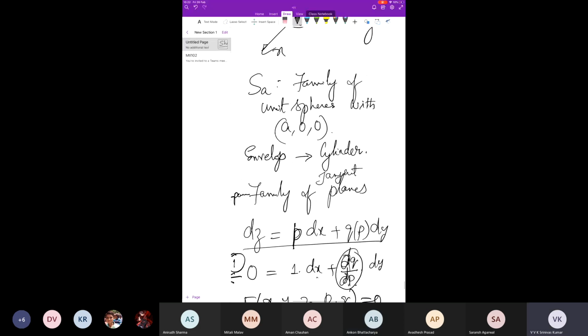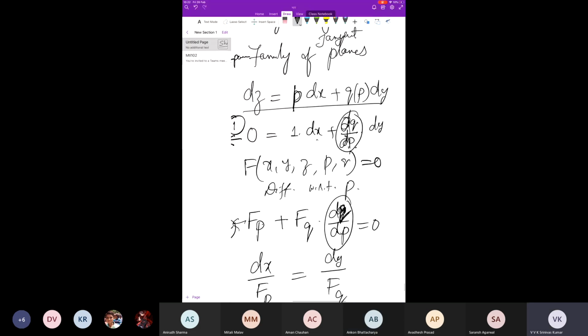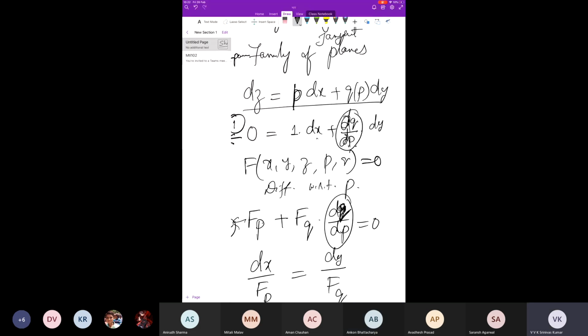Okay. So yeah, come back to the plane equation. We have this equation. This equation is the equation of the plane, right? So from here, now differentiate this with respect to the parameter, because this is a one parameter family of plane equations, right? The only parameter is p here.